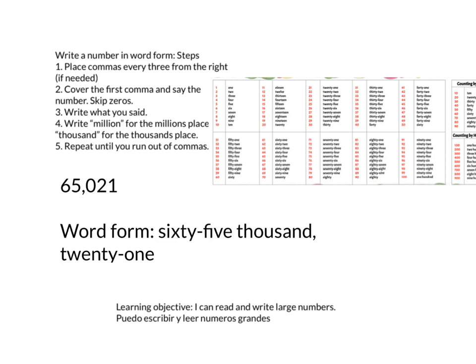Write million for the millions place, thousands for the thousands place. We don't have any of those. We're in the ones and the tens place here. And repeat until you run out of commas. Looks like we're done.